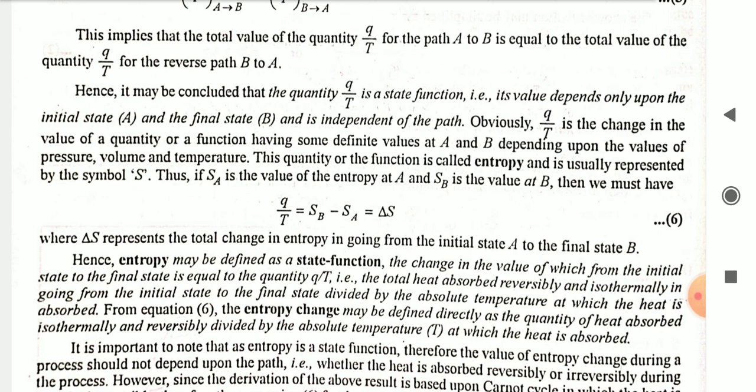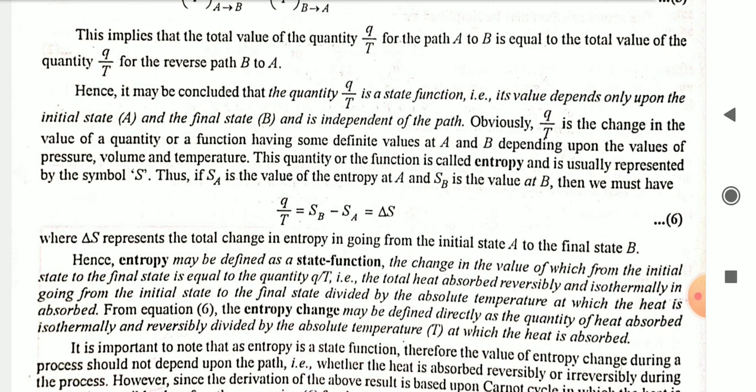Thus, if SA is the value of entropy at A and SB is the value at B, then we must have Q by T is equal to SB minus SA is equal to del S, where del S represents the total change in entropy in going from the initial state A to final state B.